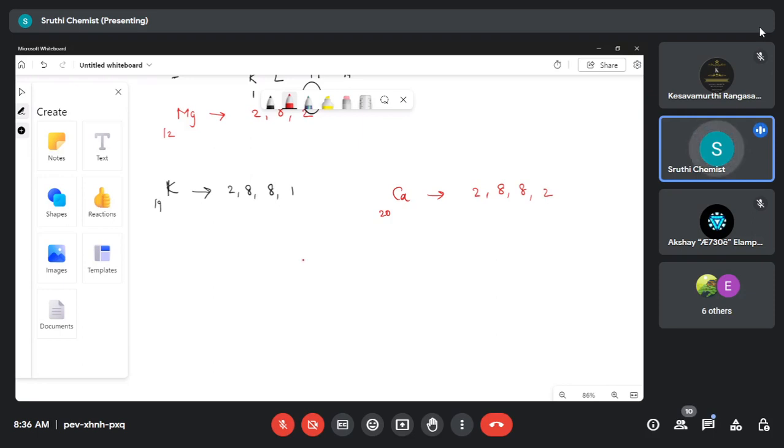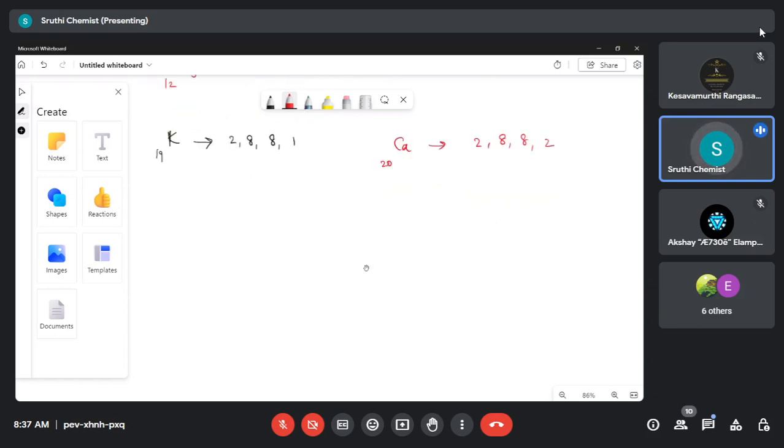Okay, calcium, if you check, is also 2, 8, 2. Okay, it is not 2, 8, 10. It's 2, 8, 8, 2. Now here we have to check the Aufbau principle. Based on the Aufbau principle only, the electronic configuration is differing here. So let's see the Aufbau principle.